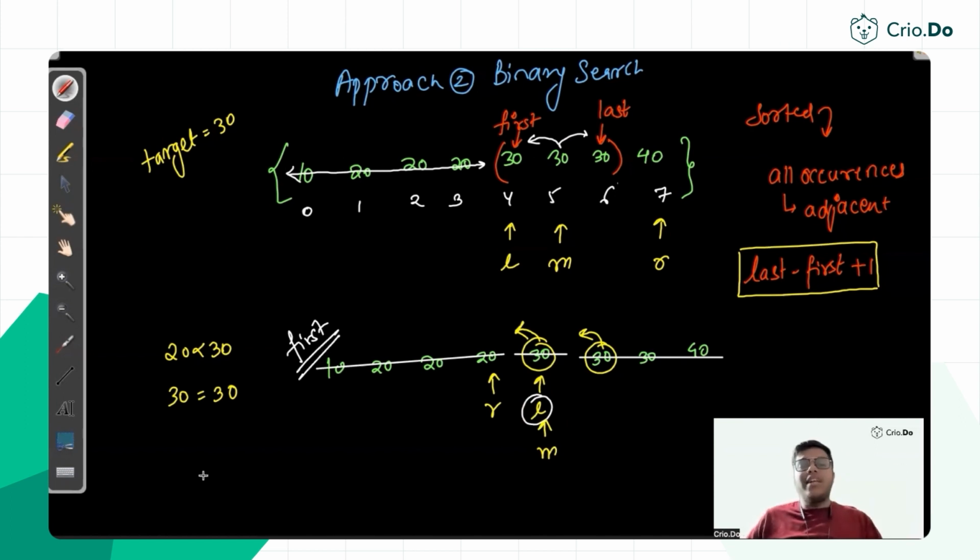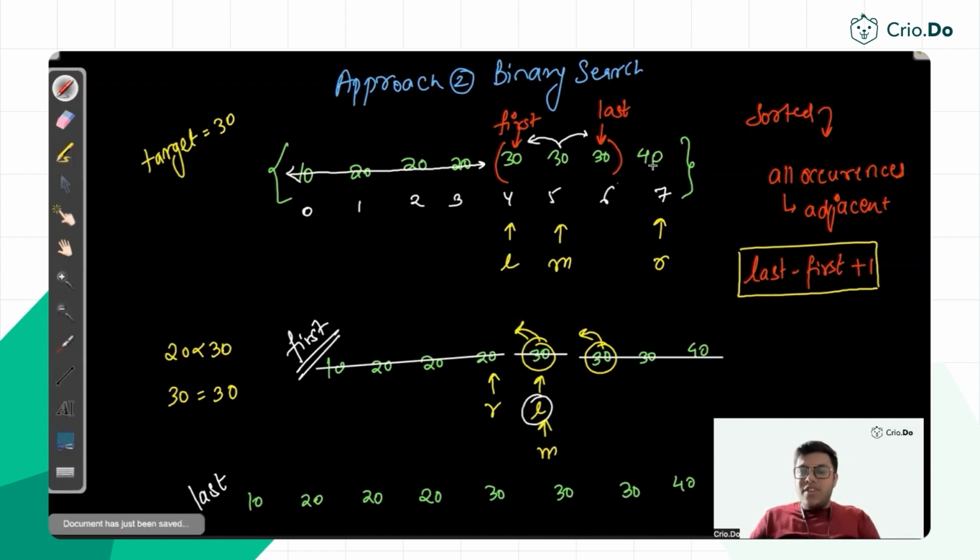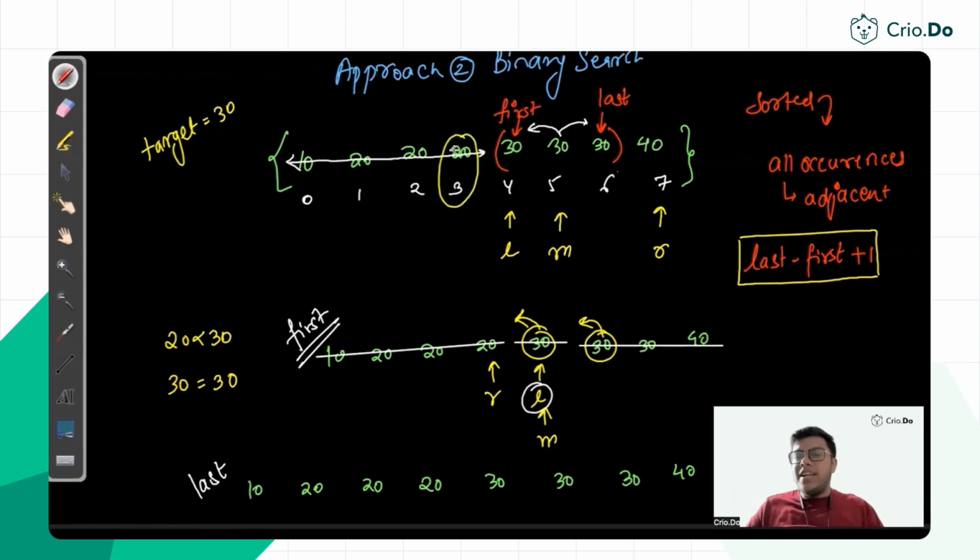Similarly, I will do the iteration for the last occurrence, that is the rightmost occurrence. So let me create the array again: 10, 20, 20, 20, then there is 30, 30, 30, 40. If this is the array, initially left was at 0 and right was at 7. We tried to figure out the mid, which came out to be 20.